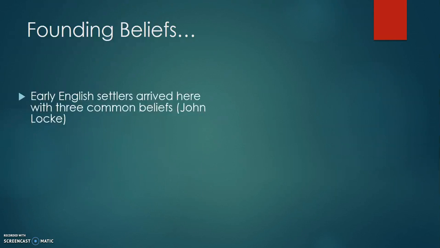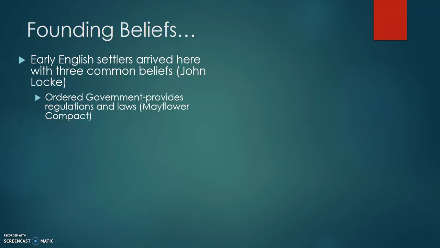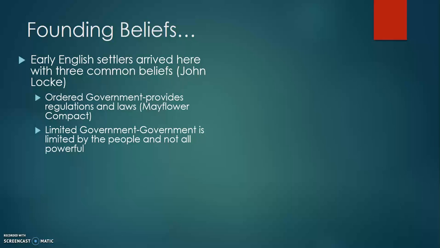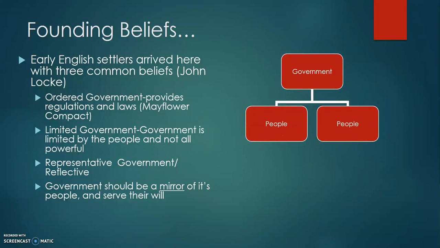From there, we'll talk about what beliefs led to the creation of those two documents, starting with the three common beliefs of most of our early English settlers. These three are order government, limited government, and representative government, and that it's going to be how the government and the people interact with each other.